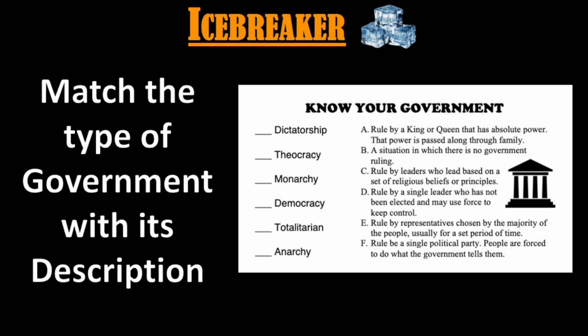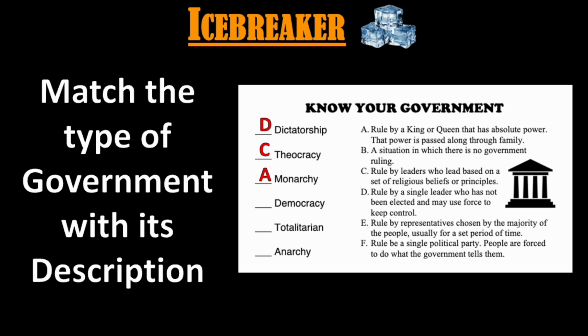Here we go. The answers are: dictatorship is D, rule by a single leader who has not been elected and may use force to keep control. A theocracy is C, rule by leaders who lead based on a set of religious beliefs or principles. Monarchy is A, rule by a king or queen that has absolute power. That power is passed along through family.